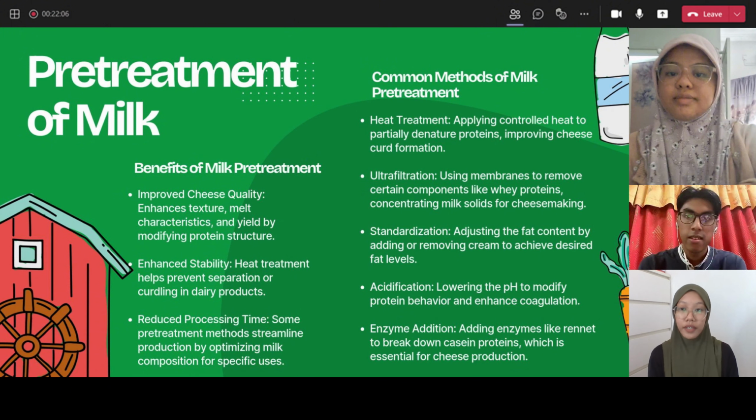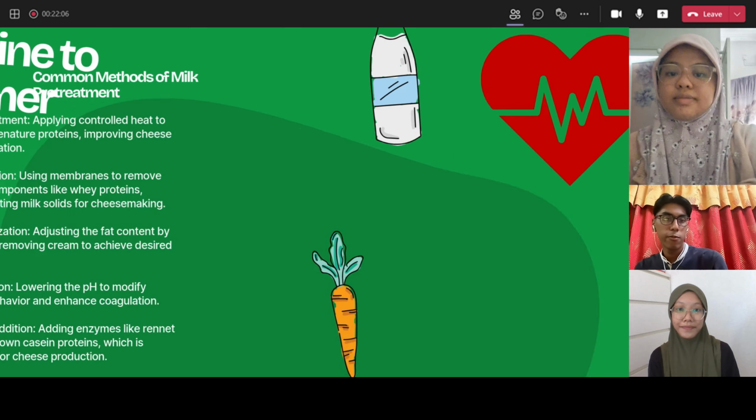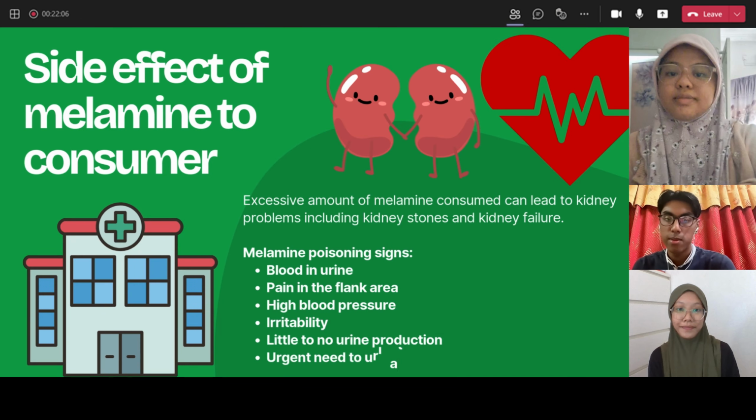And the last one, we move to the side effects. Next, we move to the side effects of melamine to consumers. Excessive amounts of melamine consumed can lead to kidney problems, including kidney stones and kidney failure. The signs of melamine poisoning in an individual include blood in urine, pain in the flank area, high blood pressure, irritability, little to no urine production due to the damage done to the kidney, and the urgent need to urinate.